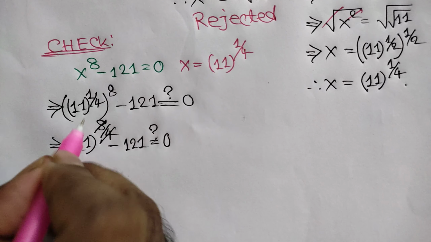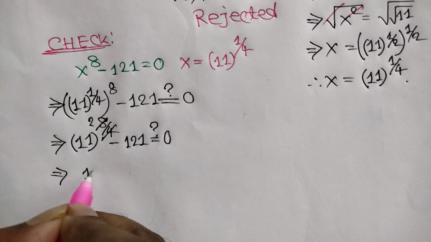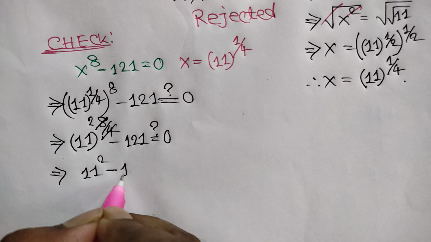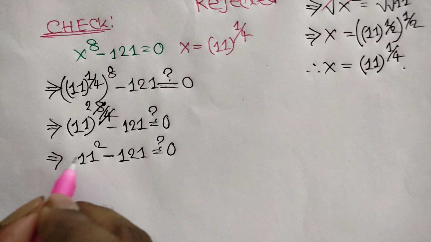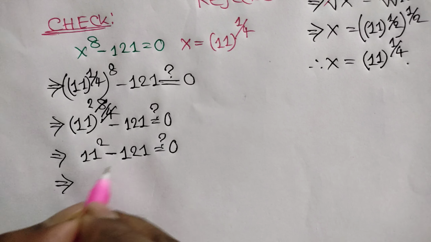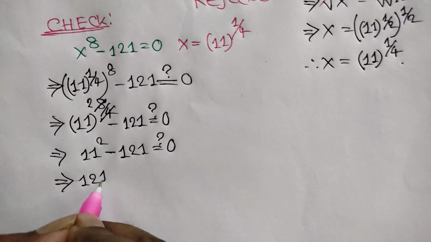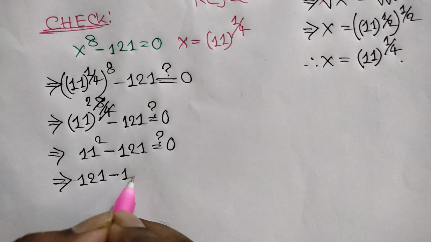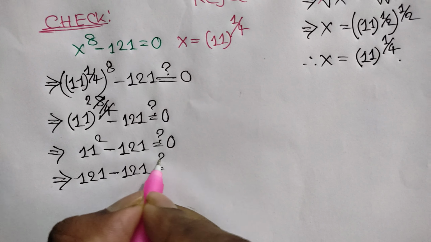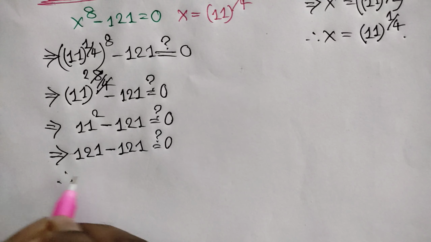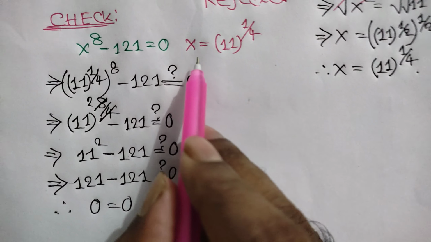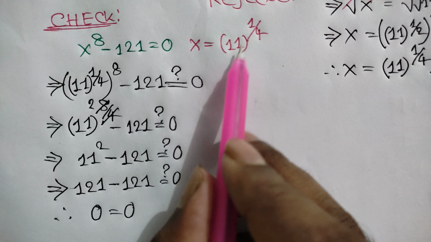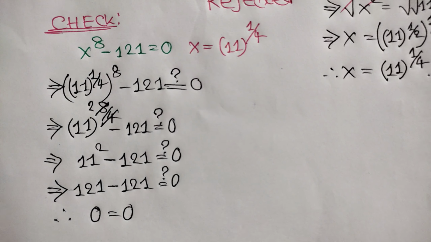Here we will get 2. So we can write here 11 square minus 121 is equal to 0. We know that 11 square, that means 11 times 11, that means 121. So we can write here 121 minus 121 is equal to 0. Finally we will get 0 is equal to 0. So our final answer x is equal to 11 to the power 1 over 4 is correct.